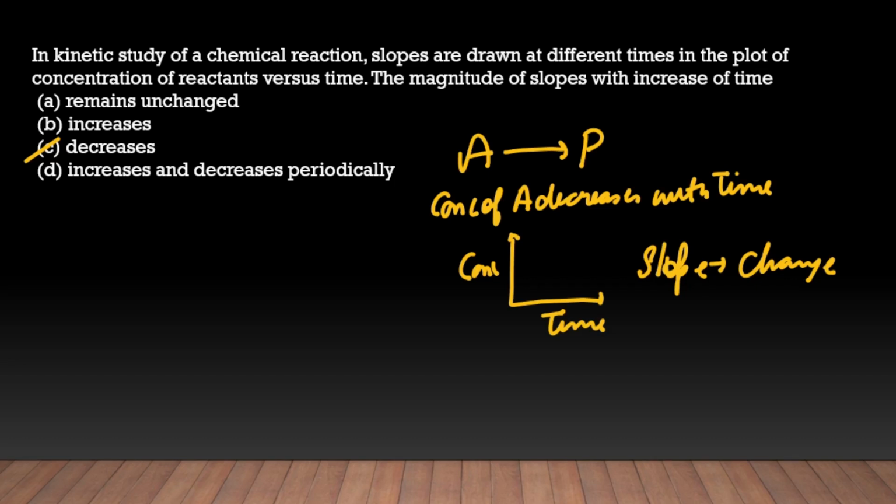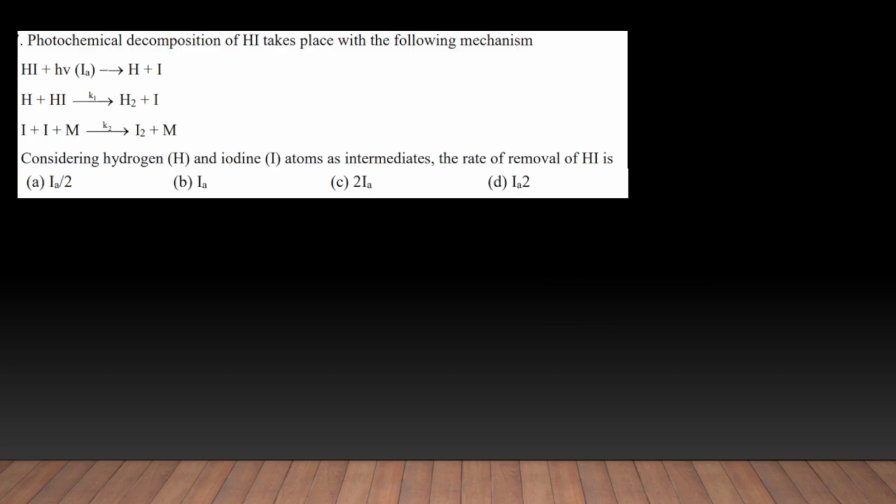Okay. Next one we are having is this question. It says a photochemical decomposition of HI takes place with the following mechanism. Considering the hydrogen and the iodine atoms are the intermediates, the rate of removal of HI. So here the reactions that are given to us is HI plus h nu, of intensity Ia, giving you H plus I.